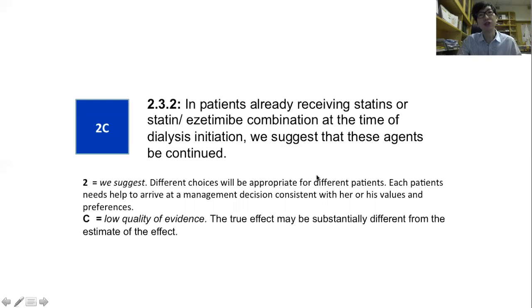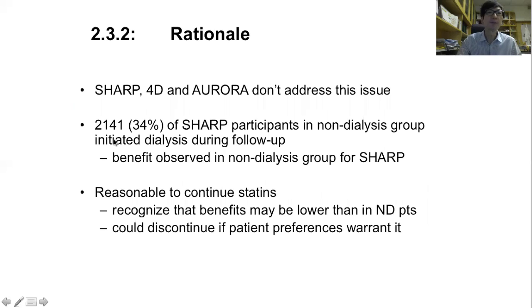Well, the guidelines suggested that these agents be continued, and this is 2C. The rationale, of course, is from some of the studies. The SHARP, 4D, and AURORA have not addressed this issue, but in the SHARP study, you can see that 34% of the participants in the non-dialysis group actually initiated dialysis during follow-up, and the benefit was actually observed in the non-dialysis group of patients in the SHARP study.